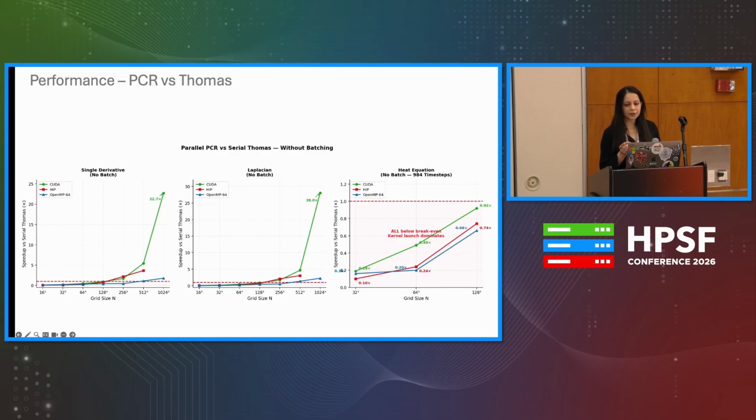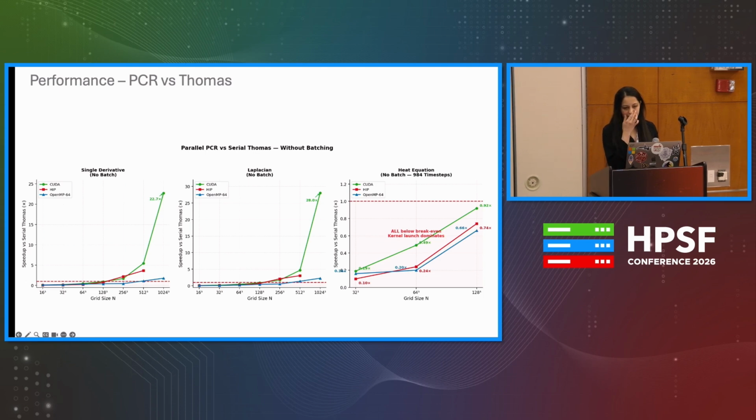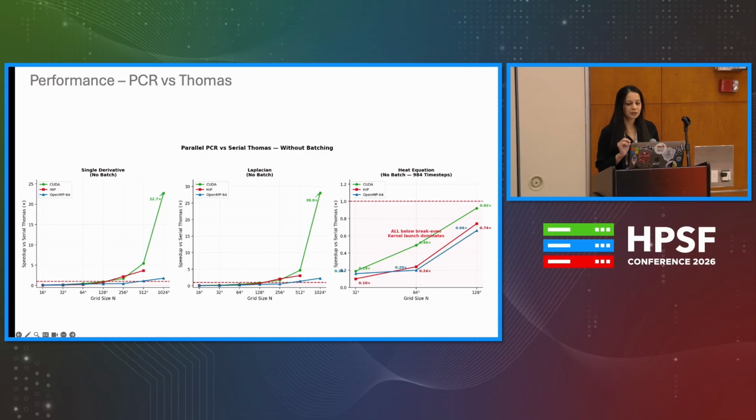Once you add time integration, as seen in panel 3, which shows the results for 984 time steps of the heat equation, everything is below breaking even. The kernel-launch overhead accumulates over all these time steps and completely wipes out any algorithmic advantage PCR has over Thomas. The GPU is slower than serial CPU for a real PDE.